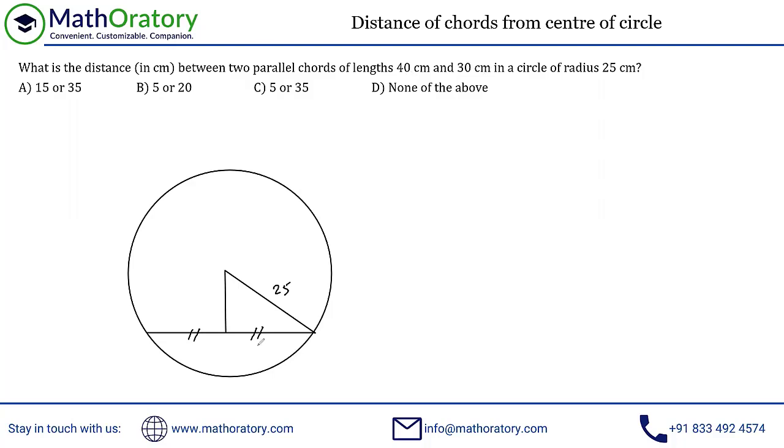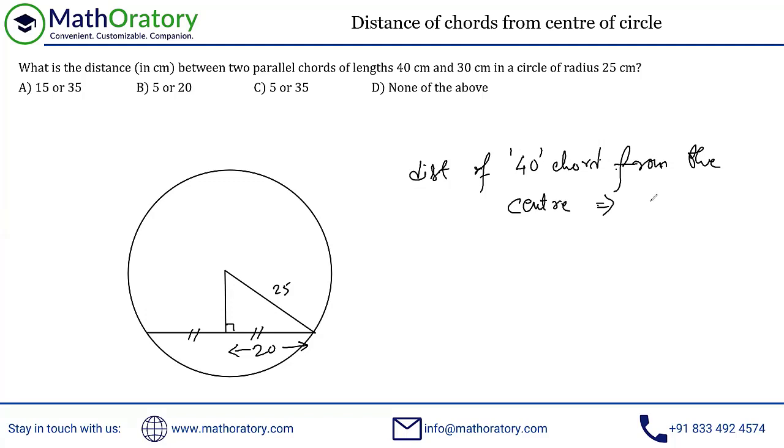So let's first take the 40 centimeter one. The entire length is 40, so this should be 20, this length, and just use Pythagoras or a Pythagorean triplet. In this case, I hope you can see this is 4 into 5 and 5 into 5. So this value should be 3 into 5, right? So the distance of the 40 centimeter chord from the center is basically 3 into 5, or basically 15, right? I'm just using the triplet 3, 4, 5. So this is 5 into 5 and 4 into 5, leaving this 3 into 5 as 15 centimeter. So this is 15 centimeter.